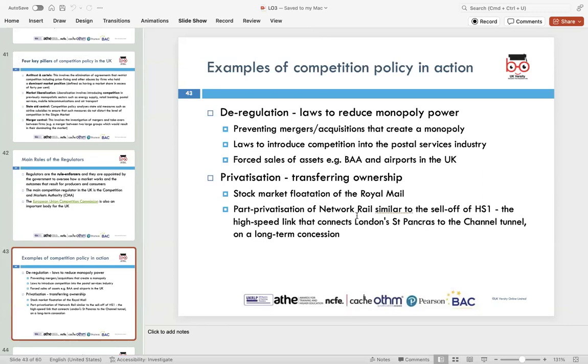Next is examples of competition policy in action.